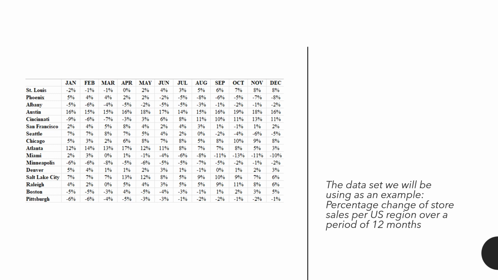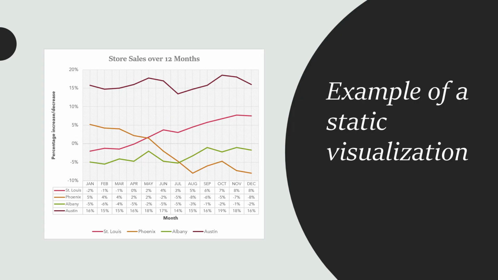The dataset we'll be using as an example is the percentage change of store sales per US region over a period of 12 months. Here is an example of a static visualization of the data presented as a basic table and line graph.